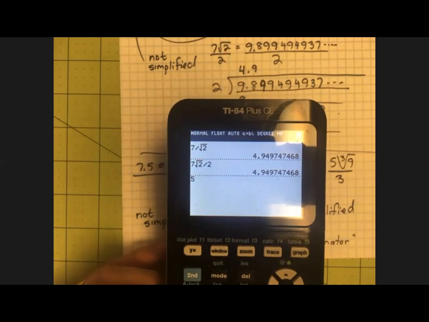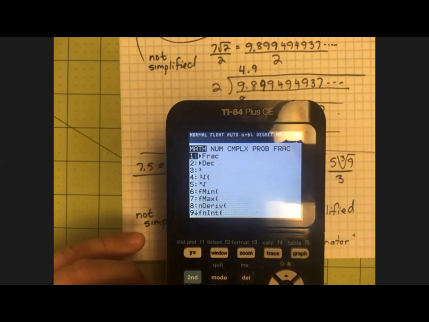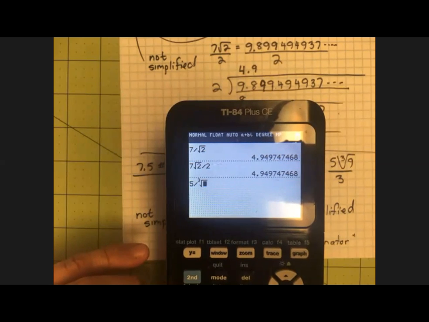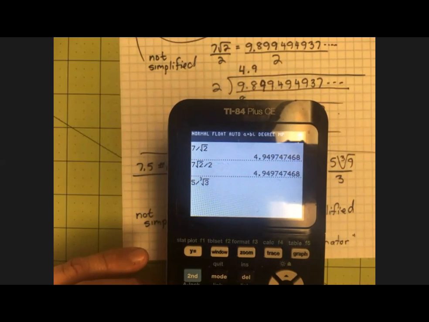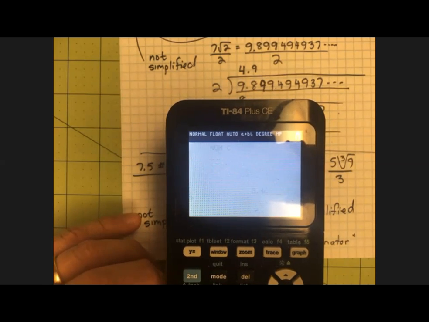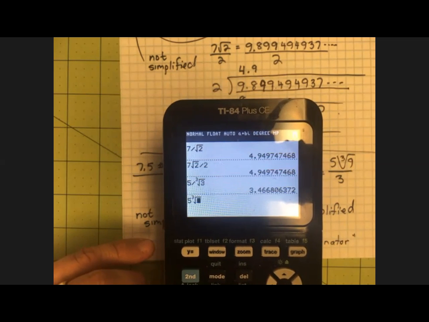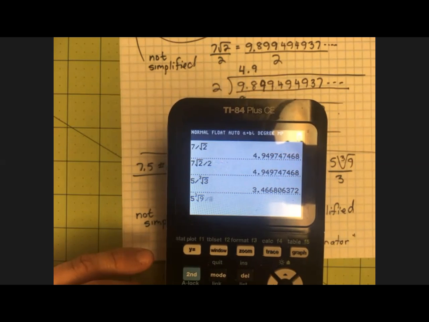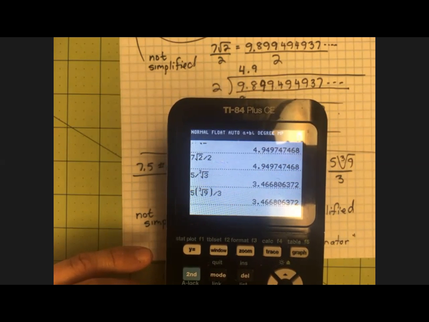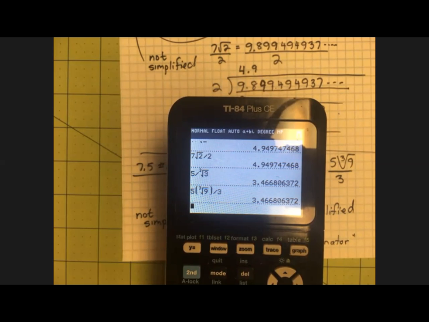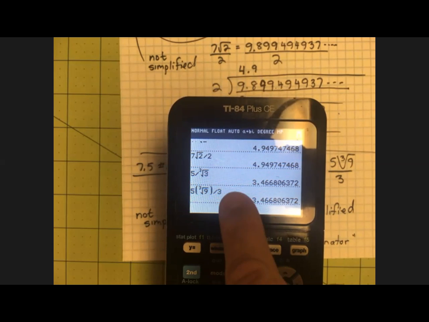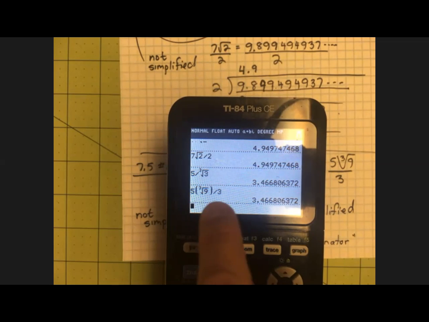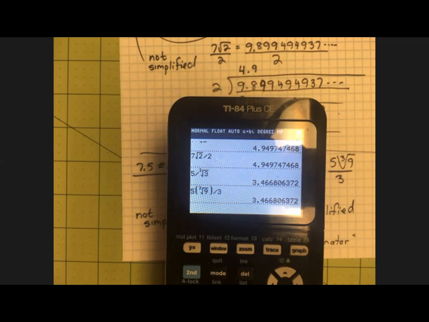Just for fun, let's show you that 5 divided by the cube root of 3 is the same as 5 times the cube root of 9 divided by 3. It's the exact same number. But that looks more complicated. It's got more pieces in it. No, it's simpler because I've got no radical in the denominator.